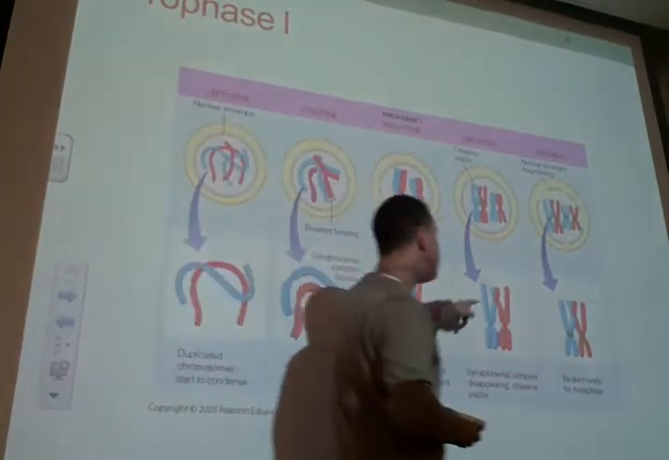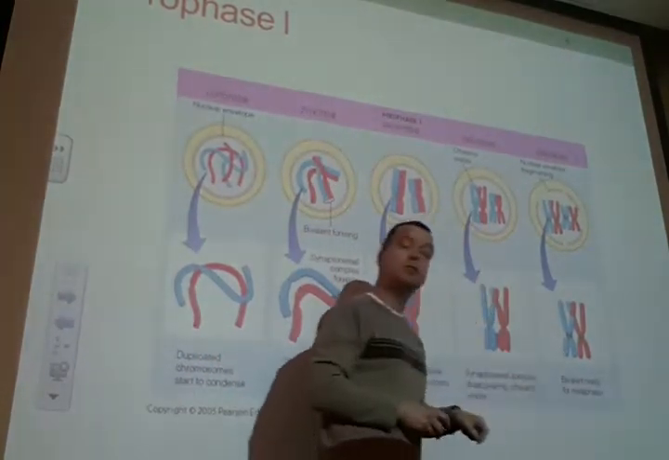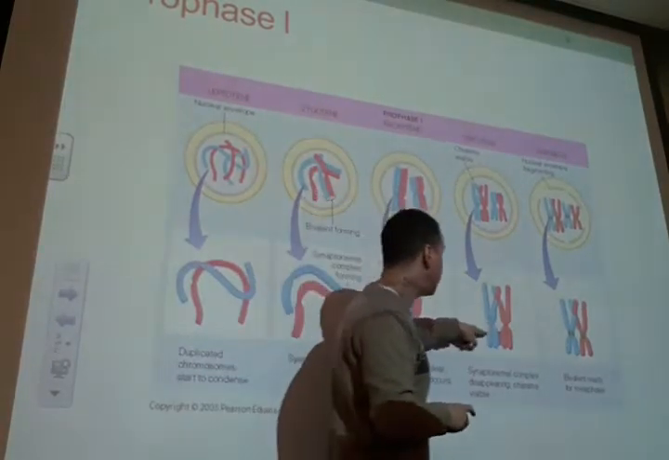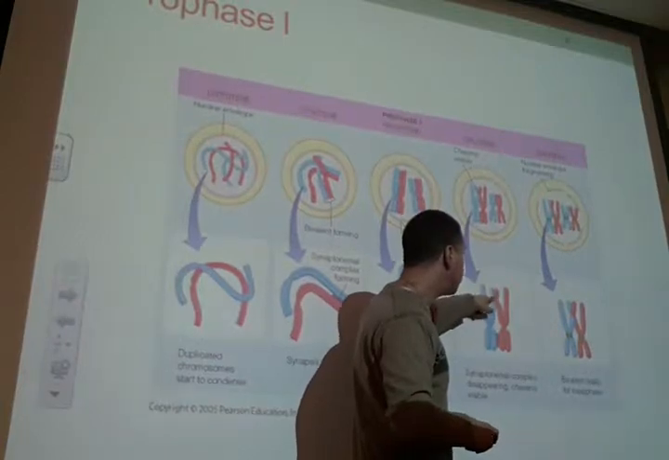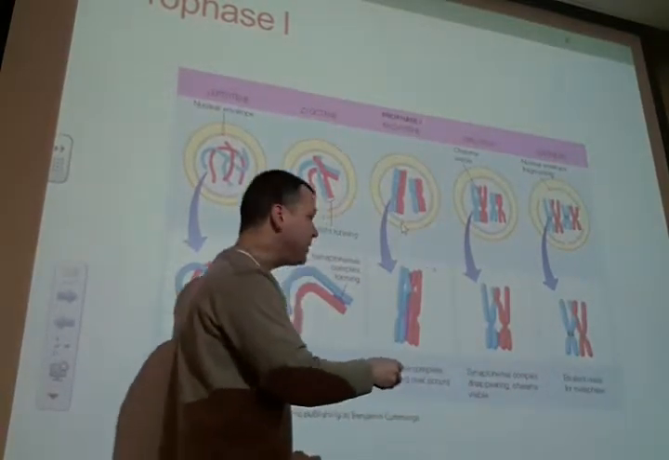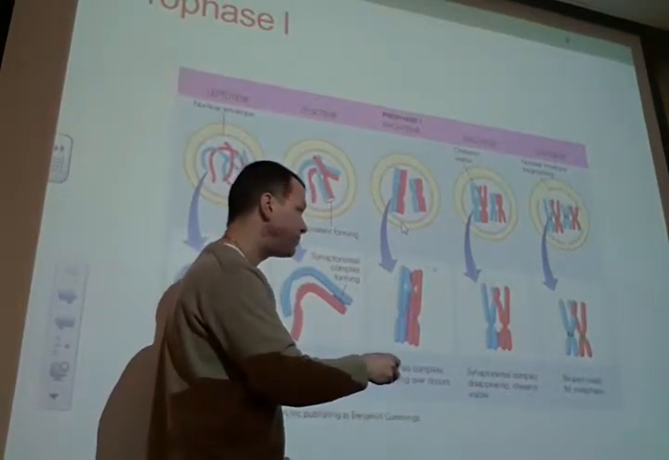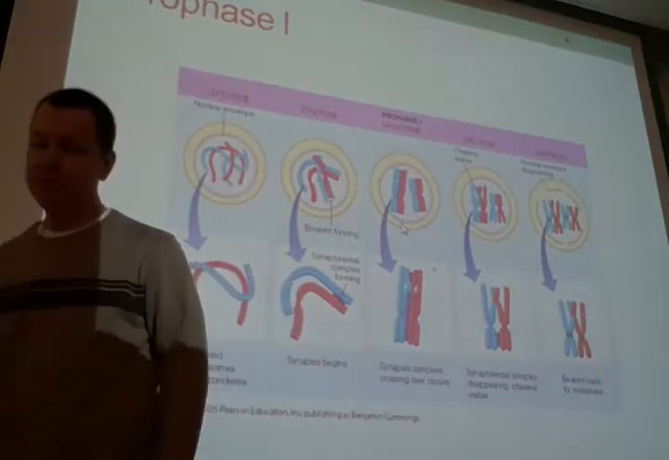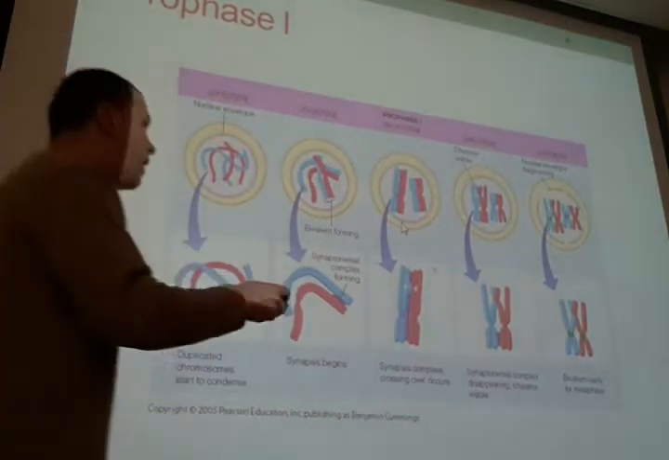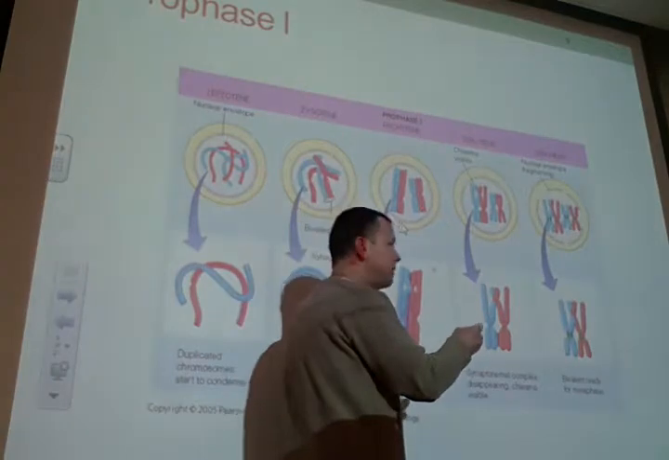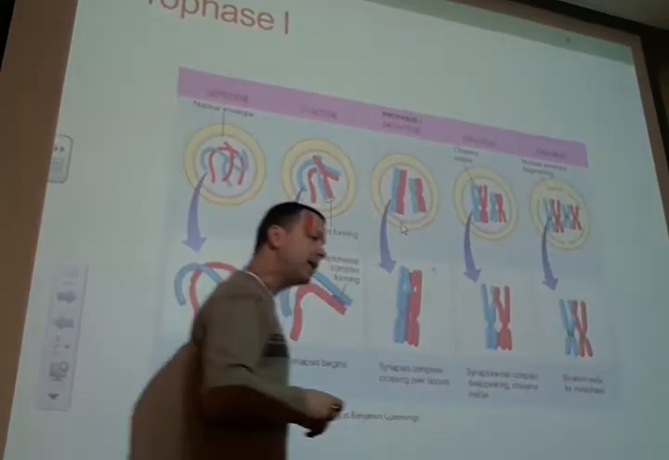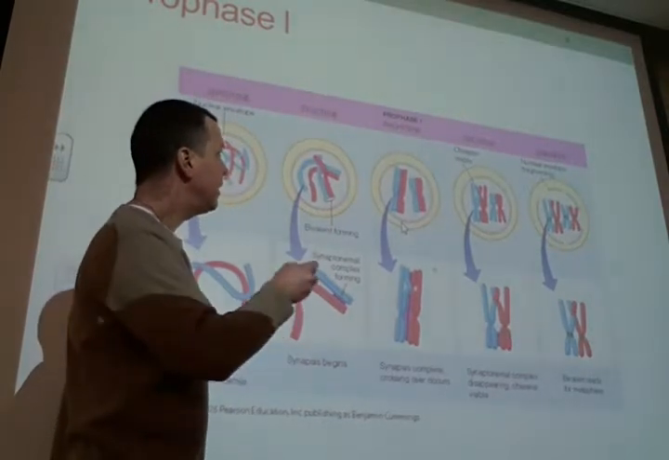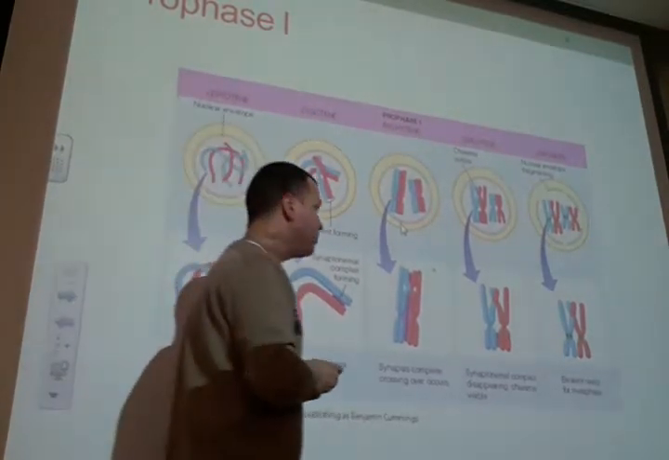But you can still see where the chromosomes have crossed over. Even though the protein complex is breaking down, you can see where they've crossed over. Those places are called chiasma. So as usual, a lot of vocabulary. These are the leftovers or the remnants of the crossing over event. Okay, so that takes place during diplotene.